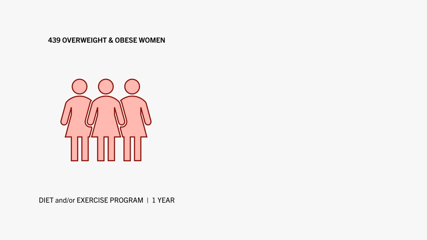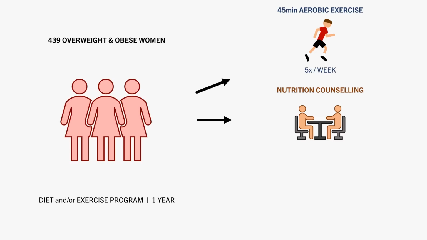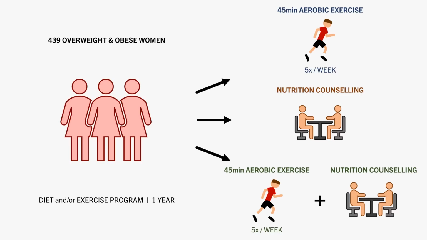439 overweight or obese women were assigned to an exercise and/or diet protocol for 1 year. One group was assigned to perform 45 minutes of aerobic exercise 5 times per week. Another group received individualized nutrition counseling from a dietitian. And the third group were assigned both the exercise and diet interventions.